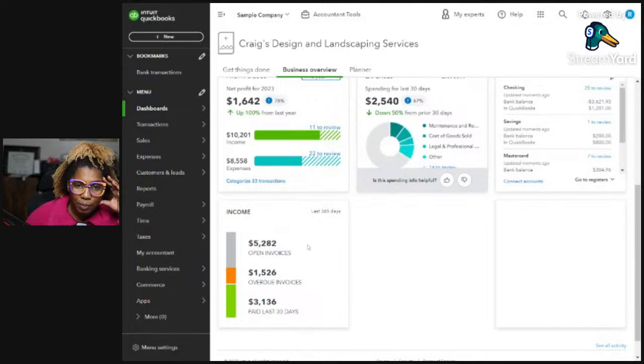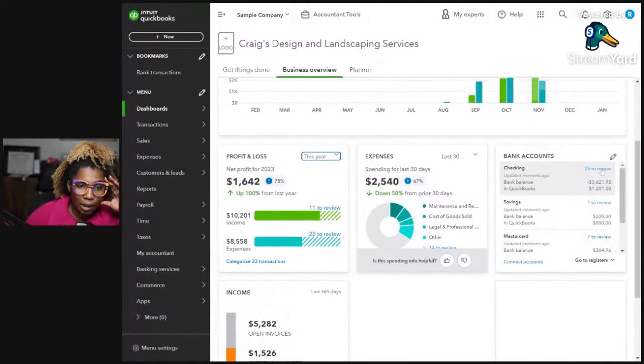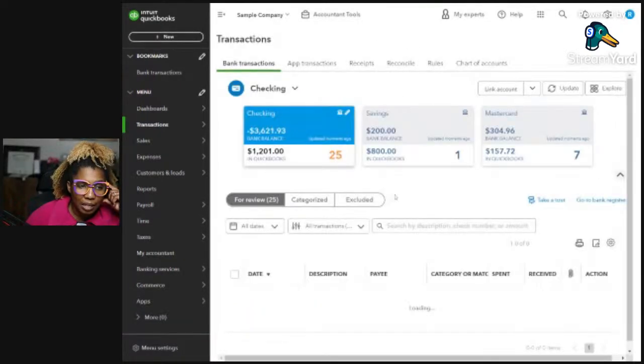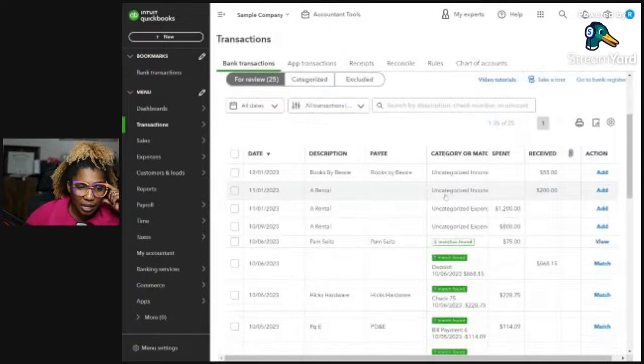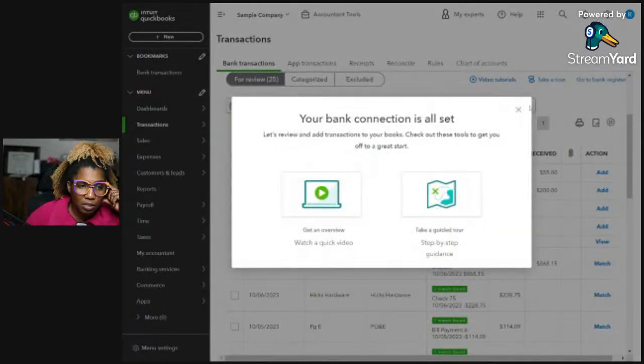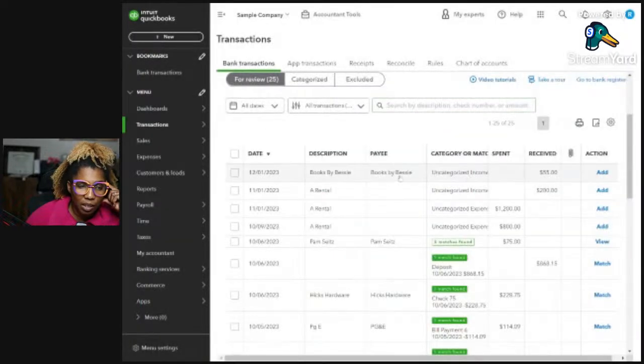If you use QuickBooks for invoices, you have invoices that you can take a look at. But this is where I want to take you. We're going to look at this person's checking account. Here it says 25 to review. That means that there are 25 transactions that came in that QuickBooks doesn't know what category to put them in.